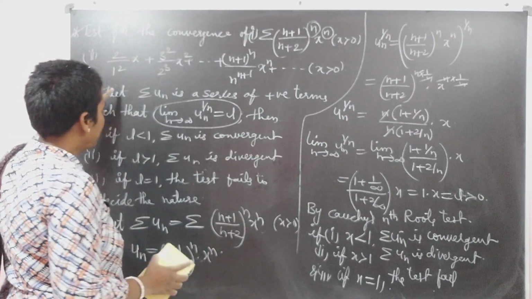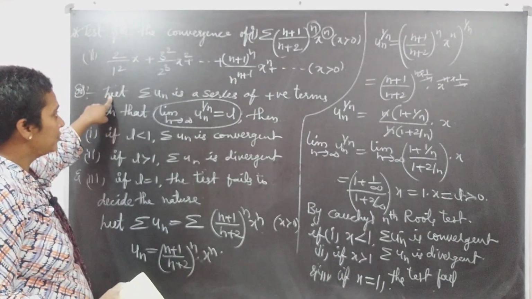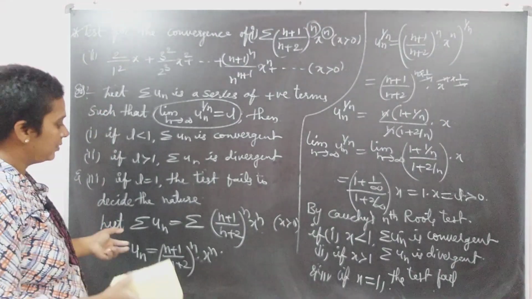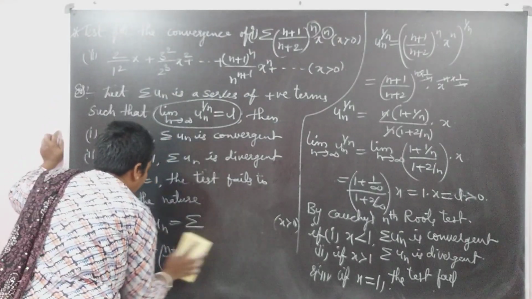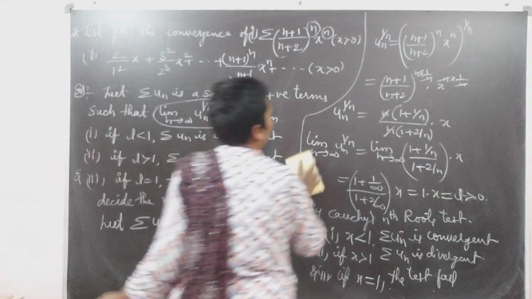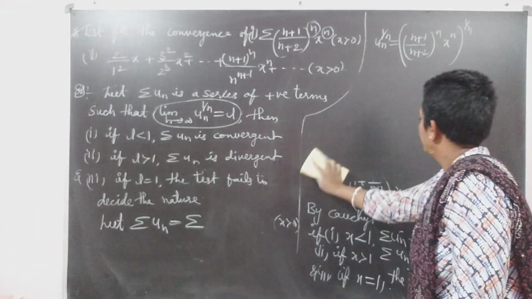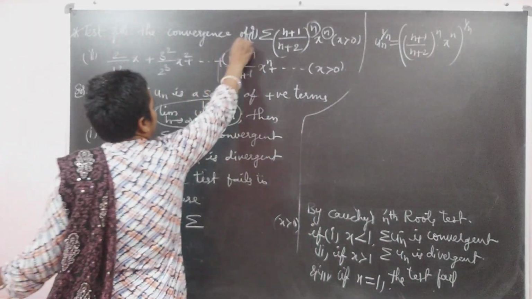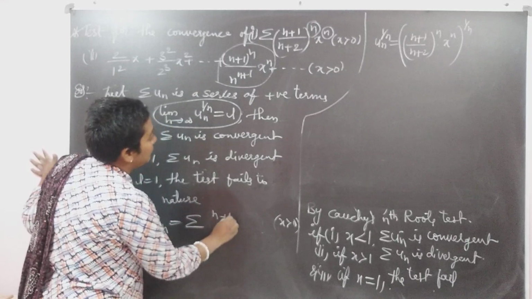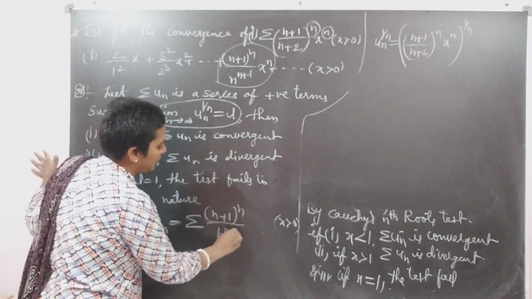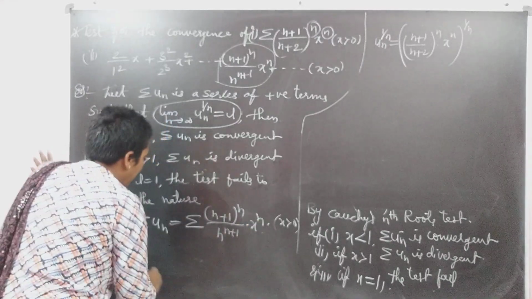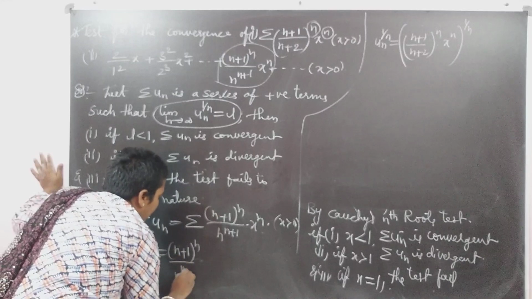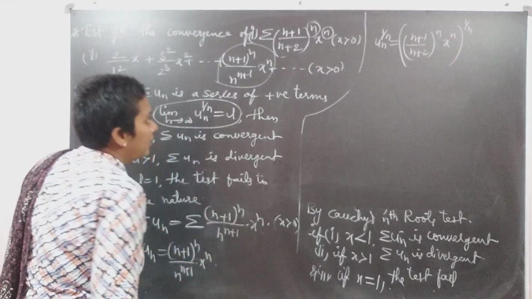Okay, the same series sigma un, the Cauchy's nth root test. The theorem statement is, let sigma un be a series of positive terms. Here, in the second problem, we can take un equal to (n plus 1) whole power n by n power (n plus 1) into x power n. Here un is equal to (n plus 1) whole power n by n power (n plus 1) into x power n.